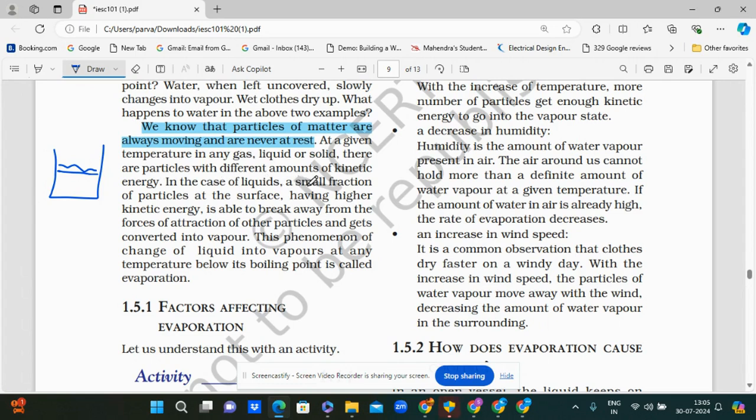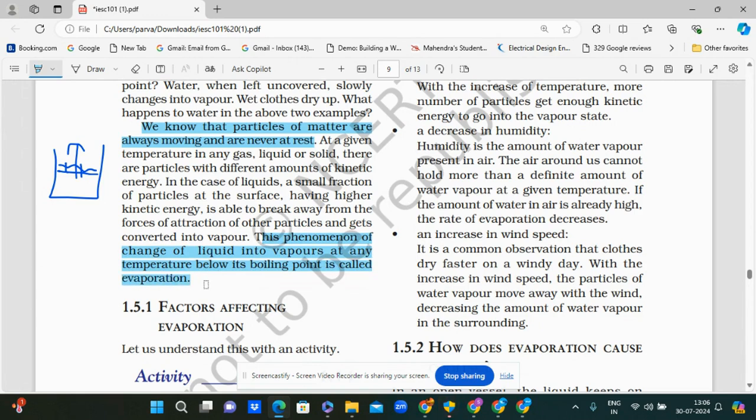In the case of liquid, a small fraction of particles at the surface having higher kinetic energy is able to break away from the force of attraction of the particles and gets converted into vapors. They can break and convert into vapor. This phenomenon of change of liquid into vapor at any temperature below its boiling point is called evaporation.